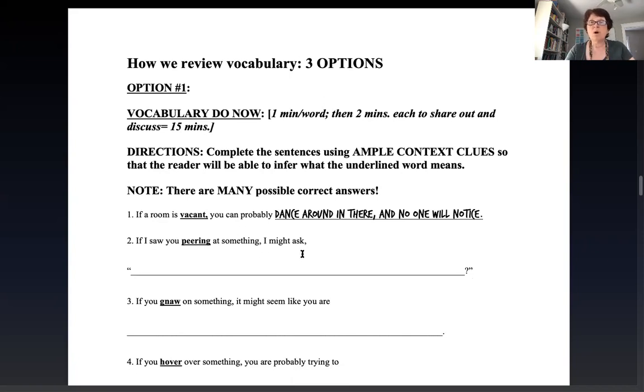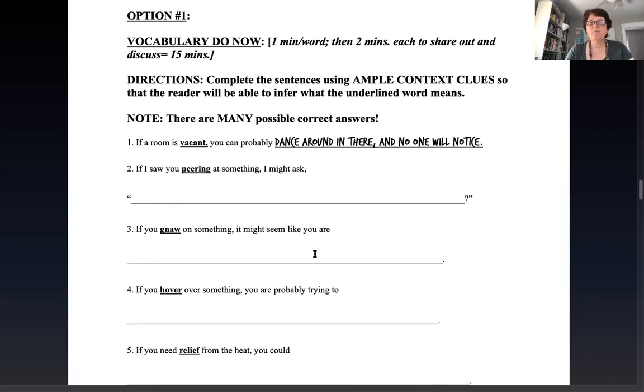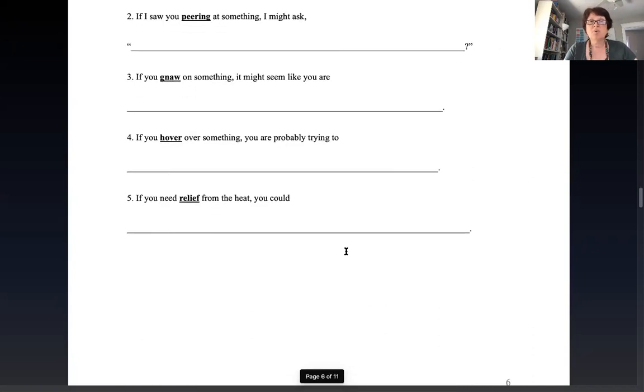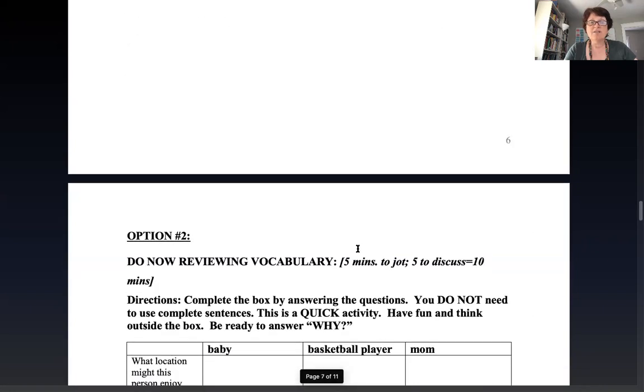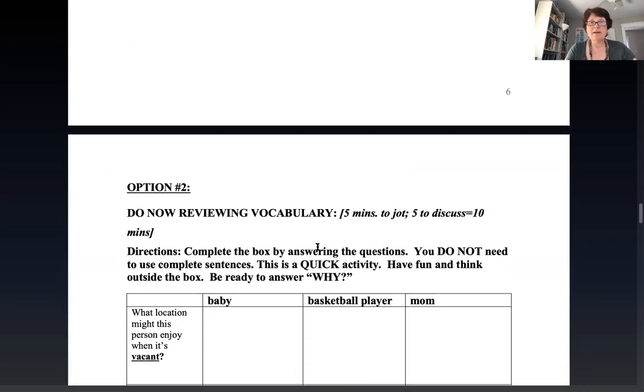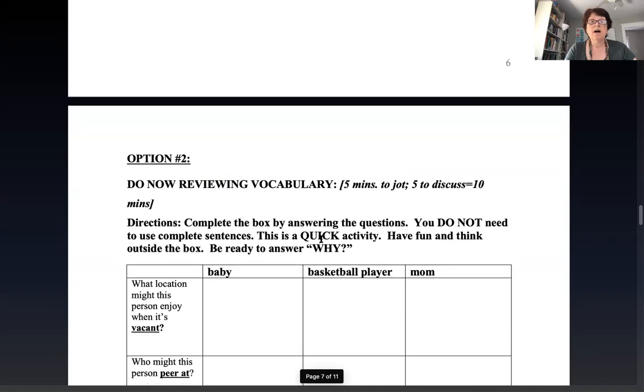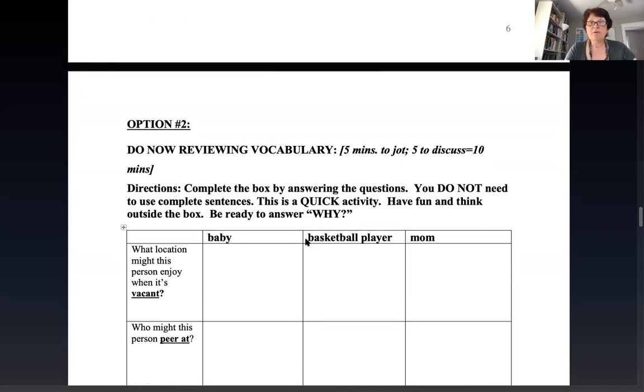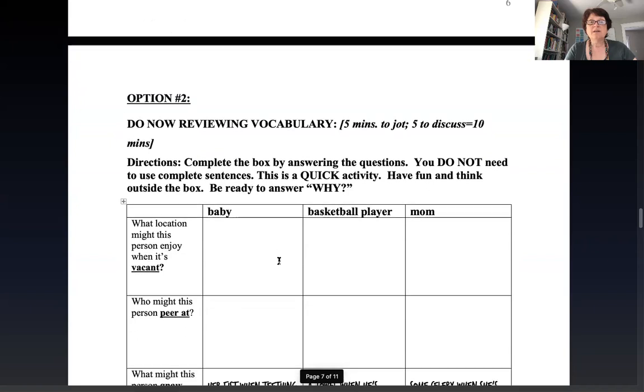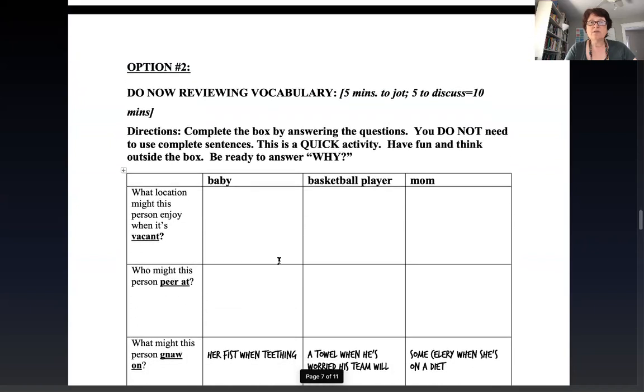So that's option 1. And again, there's not one right answer for filling in the end of a sentence. So this involves some creativity on the part of students. It's important to reinforce that there isn't one correct answer, so students feel free to give a variety of different thoughts. Option 2, when we're reviewing, is just some quick answers.